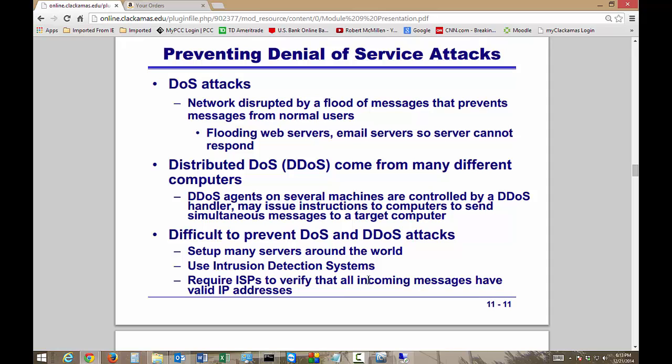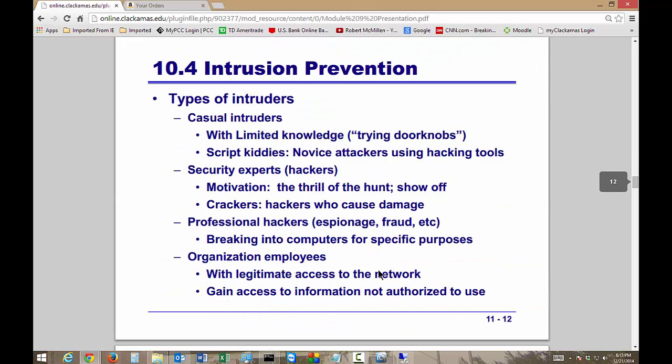It's very difficult to prevent a DoS and a DDoS attack. You have to set up servers all around the world, so if one area gets cut off, then the other one can handle the traffic. Use intrusion detection and prevention systems, which we'll talk about in a little bit, and require ISPs to verify all incoming messages have valid IP addresses. This isn't always something that ISPs want to do.